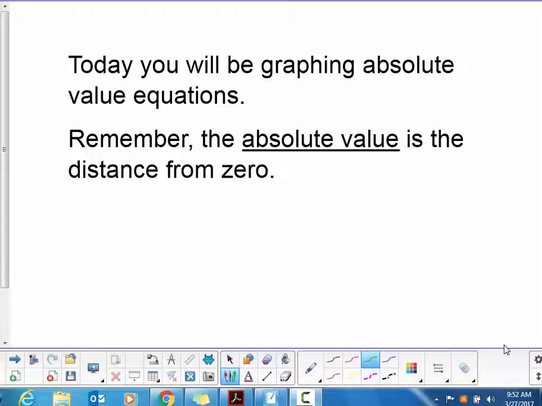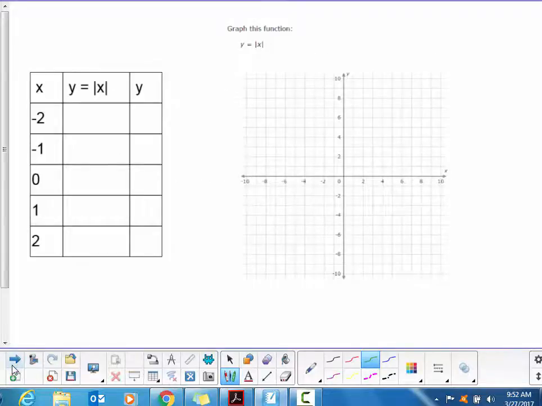All right, today you're going to be graphing absolute value equations. Remember that an absolute value represents the distance from 0. We're going to start with the function y equals the absolute value of x. We're going to fill out a table of values. Remember, using a table of values is the least desirable way to graph. If you can remember what you know about transformations, that is easier.